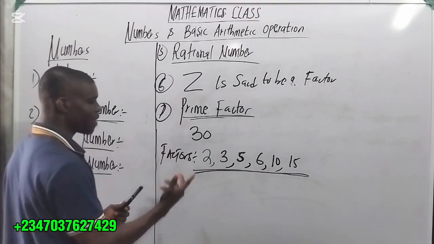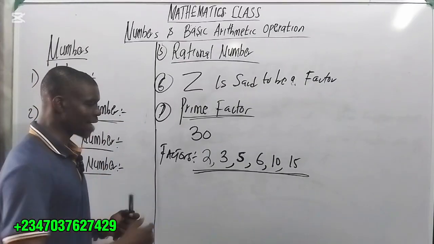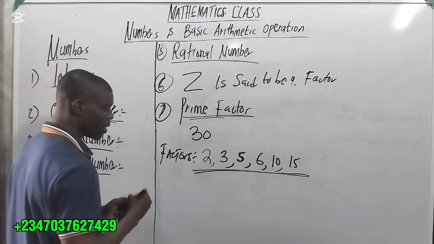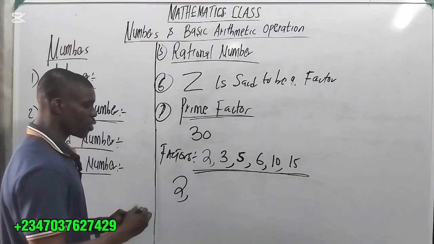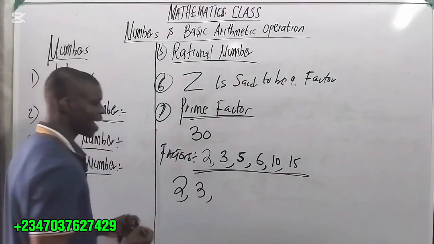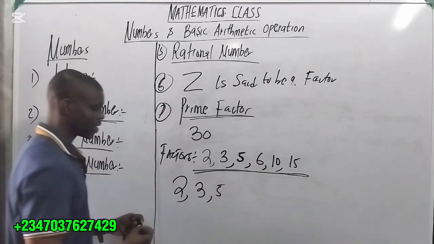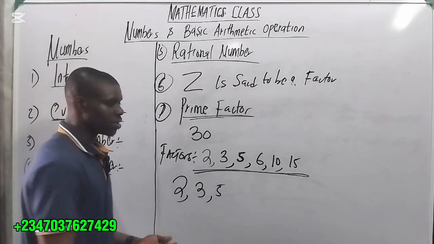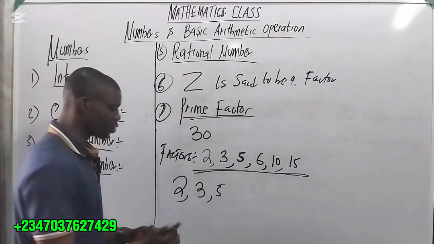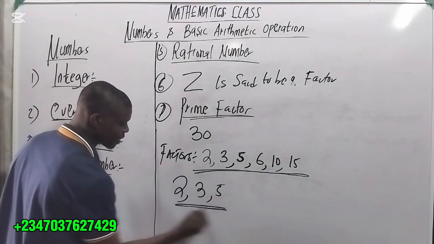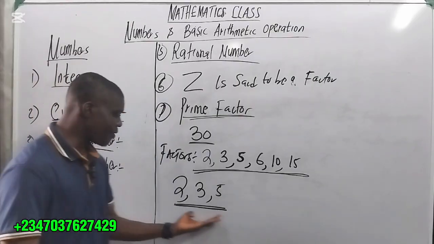So when we talk about prime factors, those are the factors of a number that are prime. 2 is a prime number. 3 is a prime number. Then 5 is also a prime number. 6 is not a prime number. 10 is not a prime number. And 15 is not a prime number. So these are called the prime factors of 30.